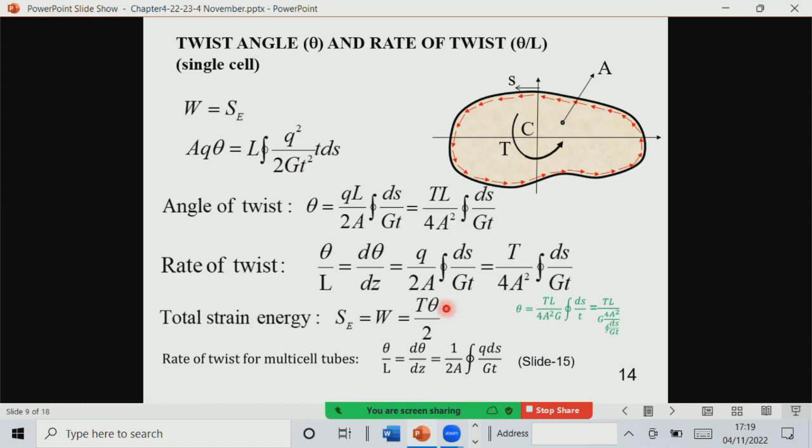Now, this equation is applicable to a multi-cell tube, but because for a multi-cell tube Q is variable, we have to place Q inside the equation. So you can see there are similarities between these two, but Q is inside.